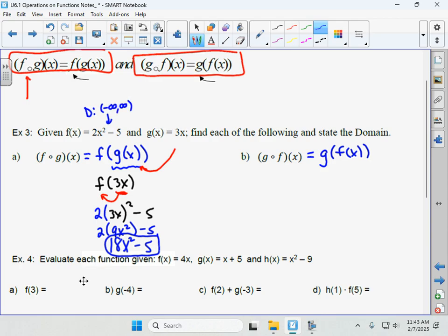And then g of x equals 3x. y equals 3x is just a line. And if it's a line, the domain is also just negative infinity to positive infinity. If you take both of those domains, they're both the same. So that means the final domain answer for 18x squared minus 5 is also going to be negative infinity to positive infinity.